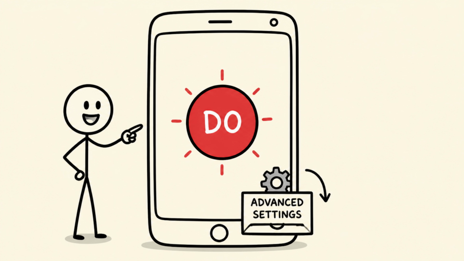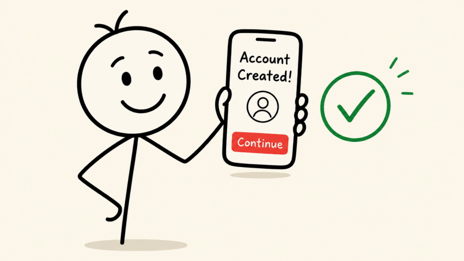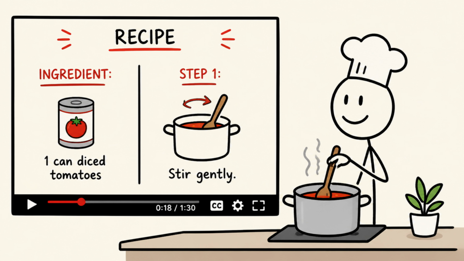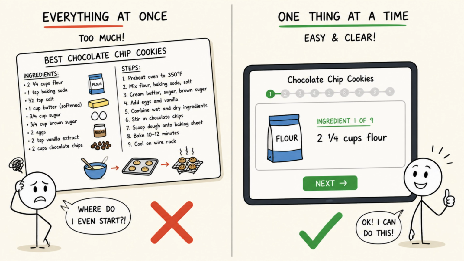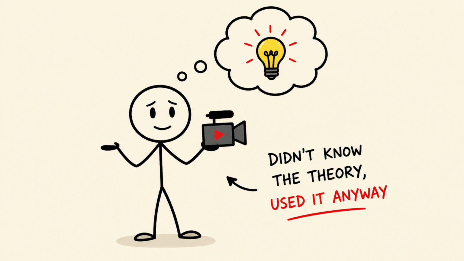A well-designed phone app hides advanced settings behind simple menus, so a new user isn't confronted with everything at once. Even a well-made recipe video, showing one step at a time instead of listing every ingredient and instruction on a single crowded screen, is applying these same principles, whether or not its creator has ever heard the term cognitive load.